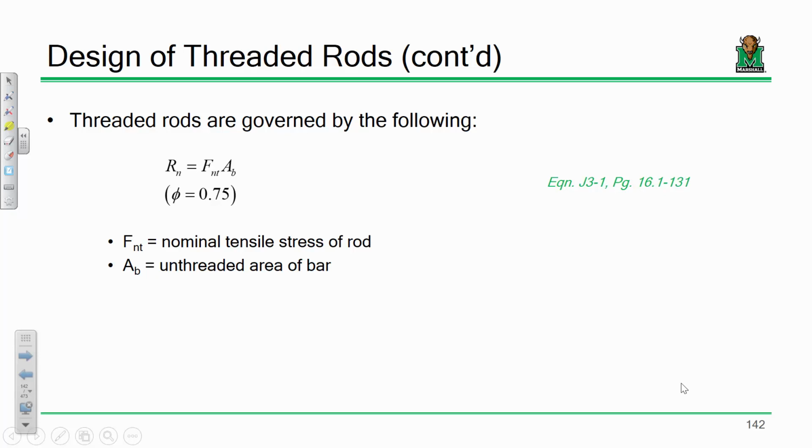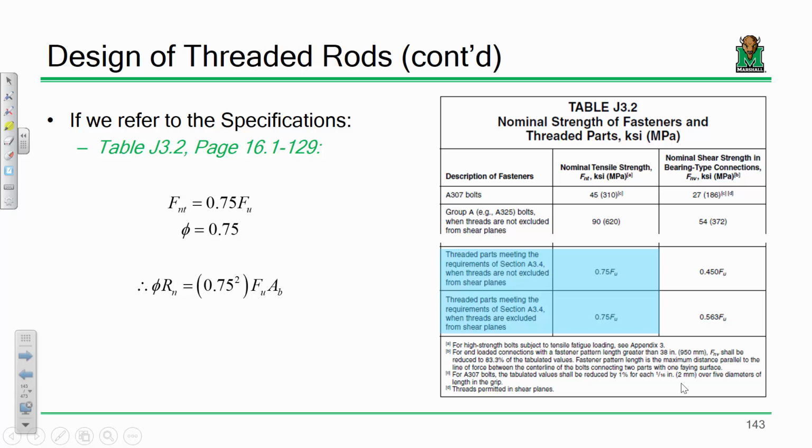What I want everybody to do is turn to Table J3.2 on page 16.1-129, because I do want to expose you to this table, because we're going to use it quite a bit. This is kind of important. I don't know that you necessarily need to tab this. I have this entire section J3 tabbed, because we're going to be referring to a good bit of stuff in here, but it's not totally necessary. This is a really, really critical table in the spec that indirectly drives a lot of what we do with bolted connections.